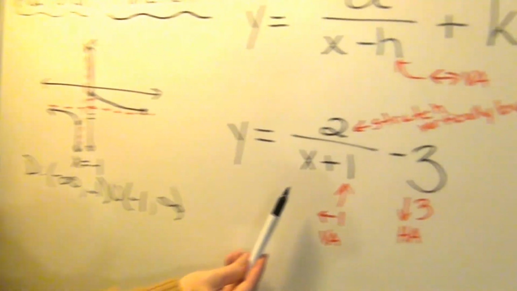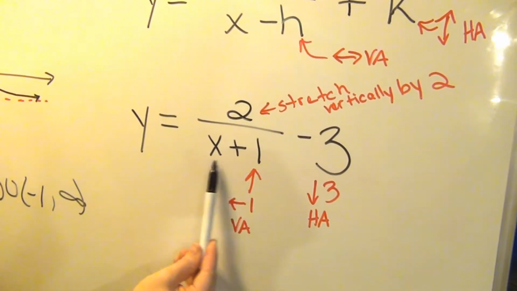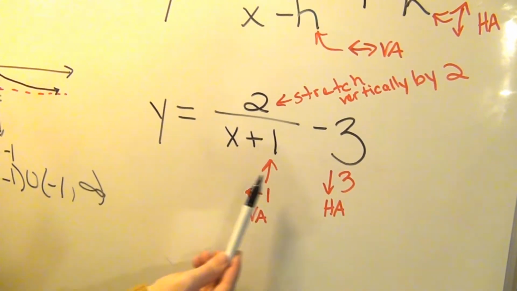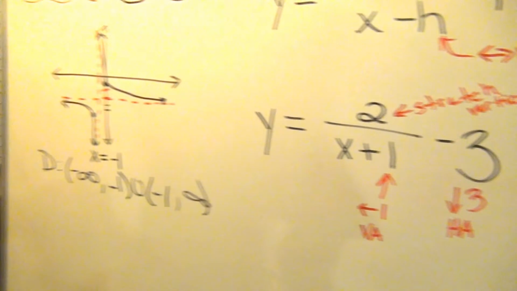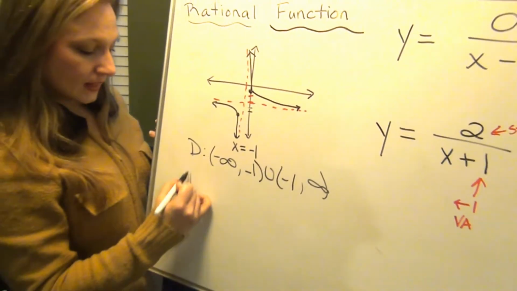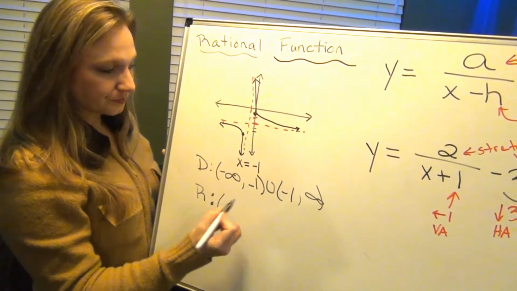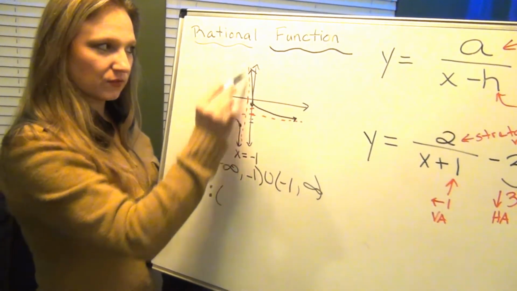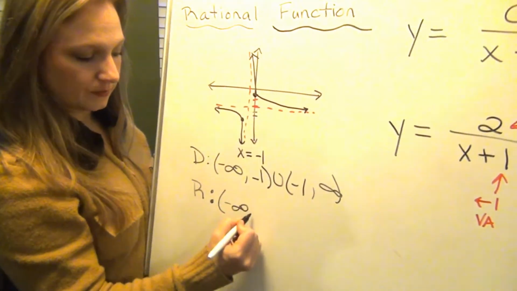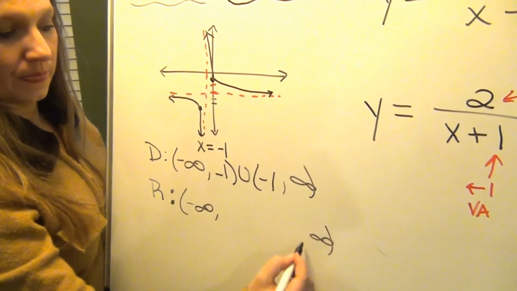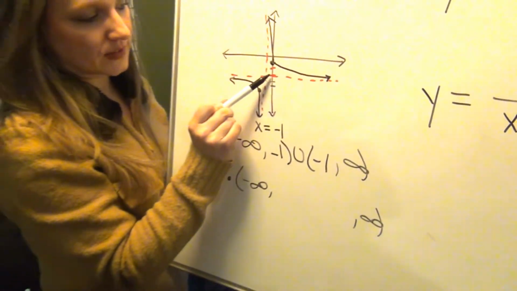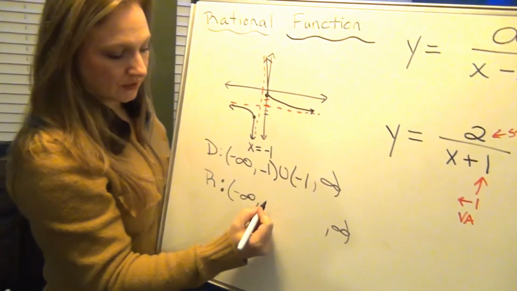And again, when we look at our equation, if we plugged in -1 here, it would cause us to divide by 0. That's why we have the restriction on the domain here. Let's look at the range. The range is going from negative infinity to positive infinity again, with the exception of it skipping over -3.